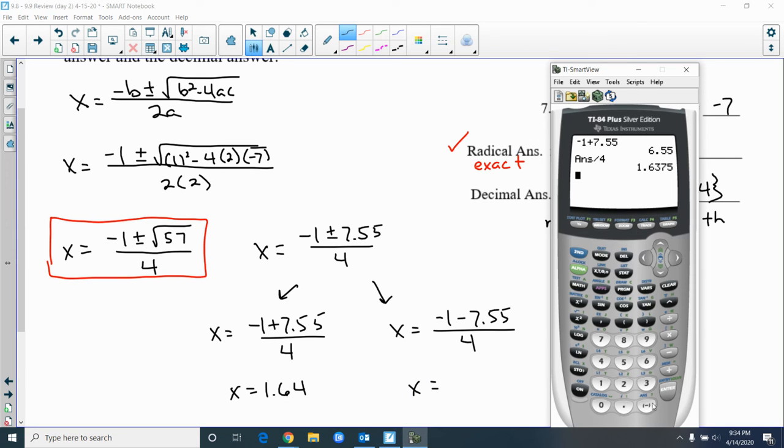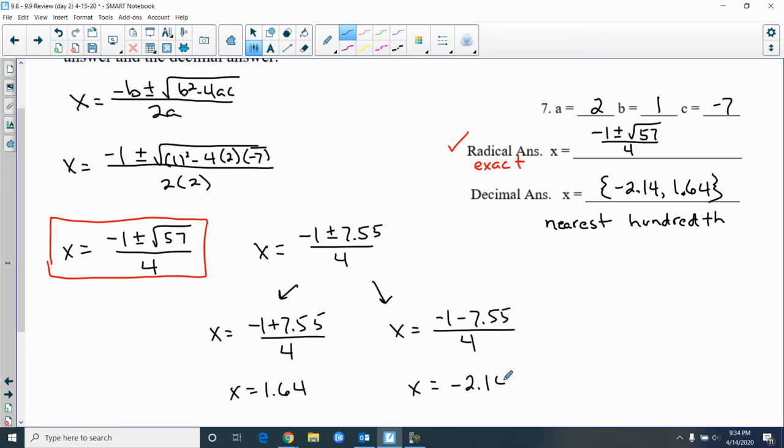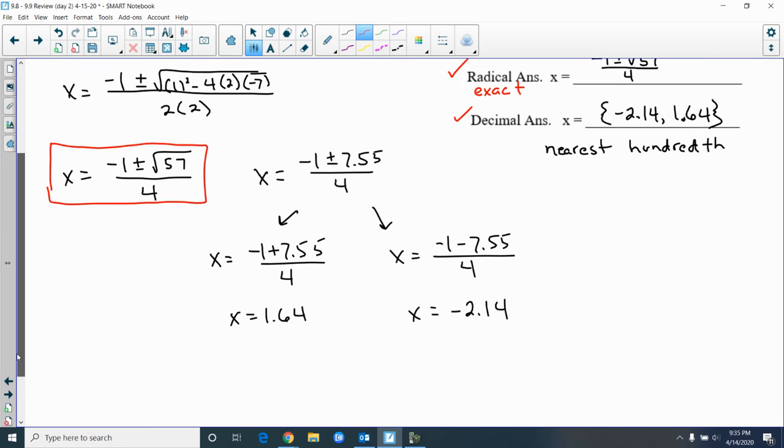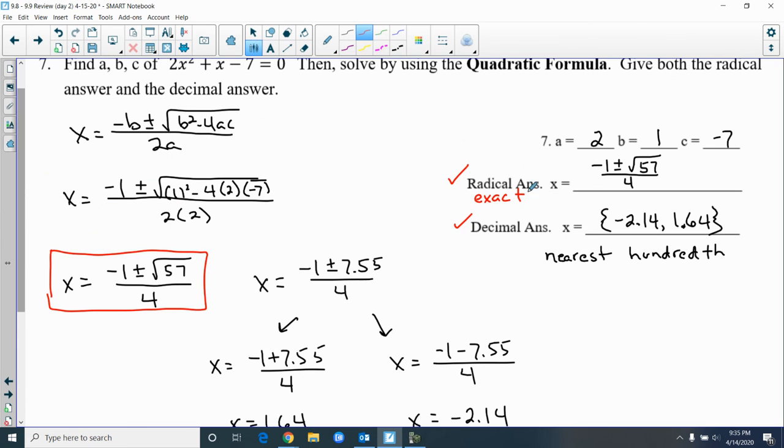And now negative 1 minus 7.55, and take that answer divided by 4. And I get negative 2.1375, which is negative 2.14. So we got your radical answer, and now we're going to have our two decimal answers. And it will say that on the answer sheet. It'll list that. So there shouldn't be any questions on when you're going to get decimals.